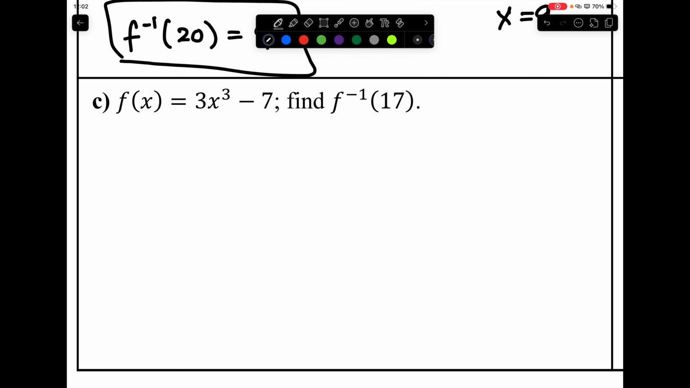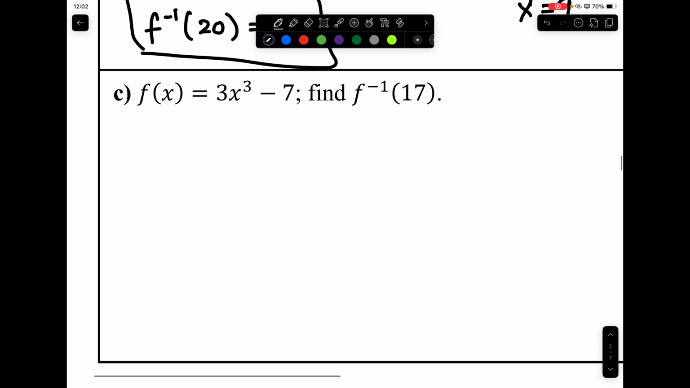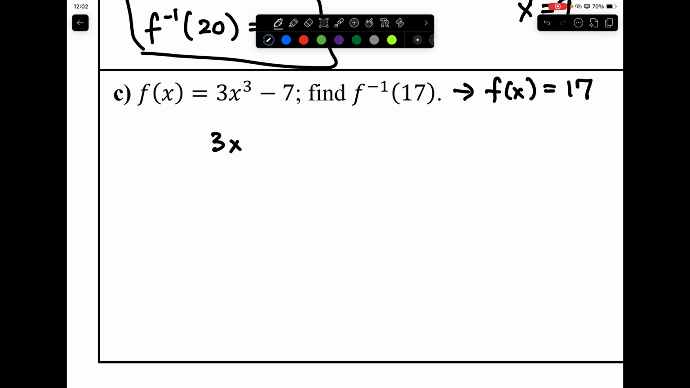Now the remaining two examples are set up the exact same way, but I want to go over the solving part again. How do we solve it when it's x to the third and the cube root of x? To find the value of the inverse of f at 17, we would get our function f of x and set it equal to 17. So that would be 3 times x to the third power minus 7 equals 17.